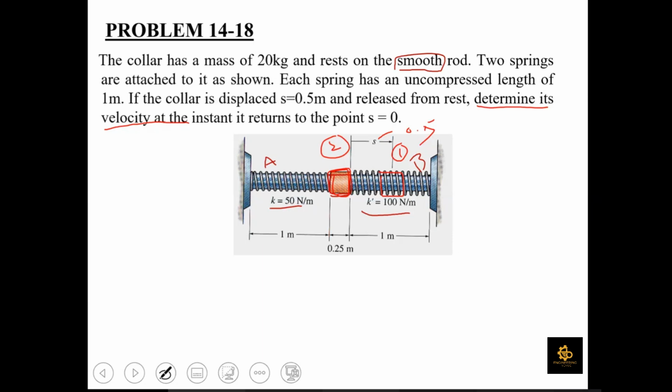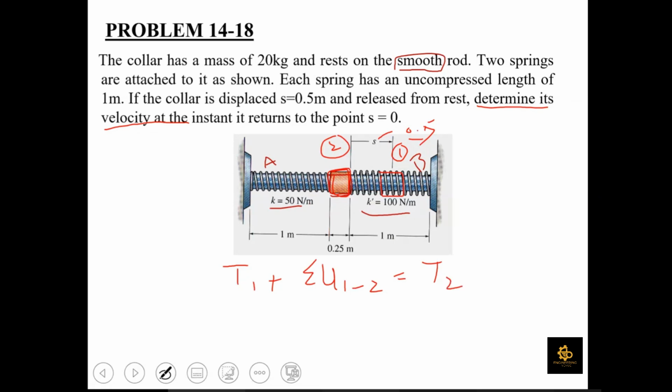Okay, so चूंकि आपके पास यहाँ कुछ displacements involved हैं, which is say 0.5, कुछ forces involved होगी, मसलन weight होगा, normal force होगी, spring force होगी, और velocities involved हैं. So F, V और S, the principle which will give you a direct relationship between these three variables is the principle of work and energy, which states that the initial kinetic energy plus work done by all the forces which are acting on this collar should be equal to the final kinetic energy, which is T2.